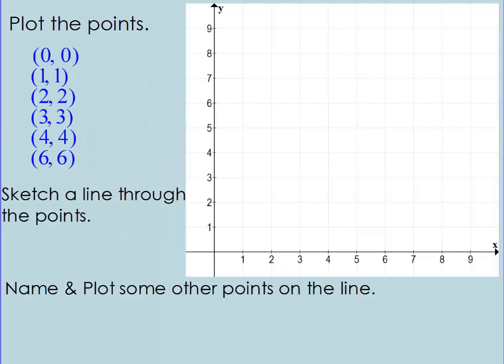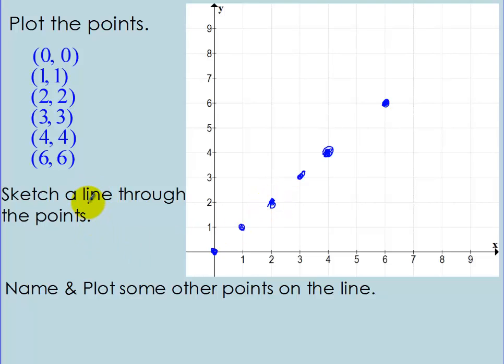Let's begin. What I want to do is plot these points first. I gave you a little chart, so let's plot the points. (0, 0) is going to be right here, and I'm not going to worry about labeling them. I just want to plot. (1, 1) is here. (2, 2) is going to be here. (3, 3), (4, 4), and (6, 6). So all those points are going to be right up here.